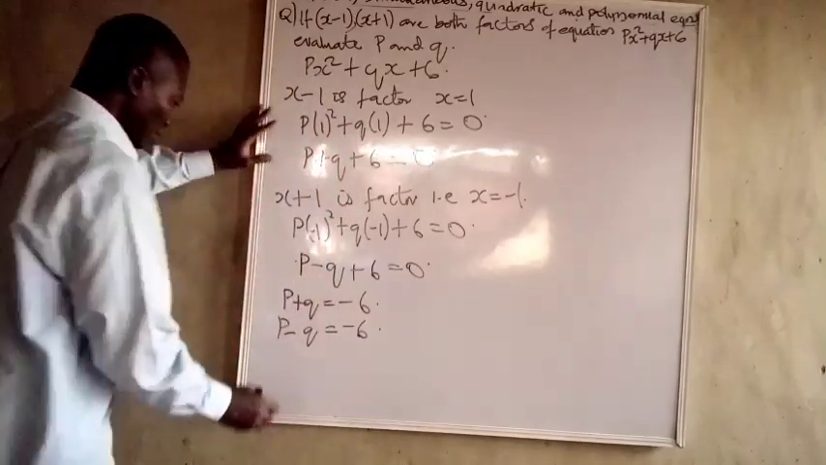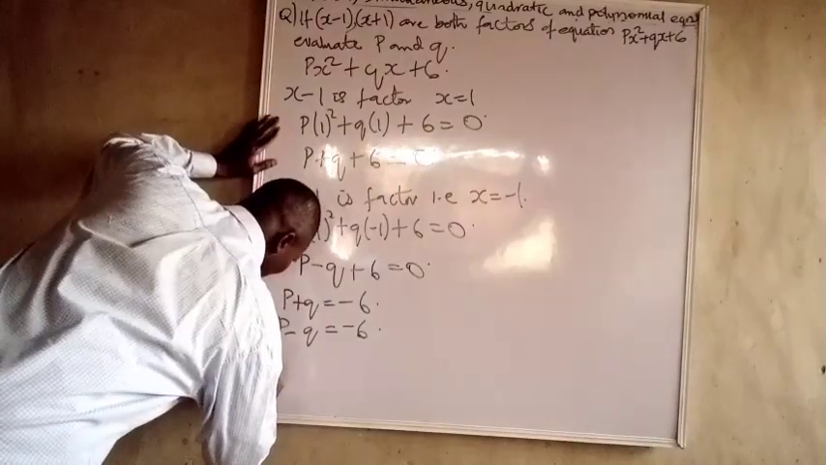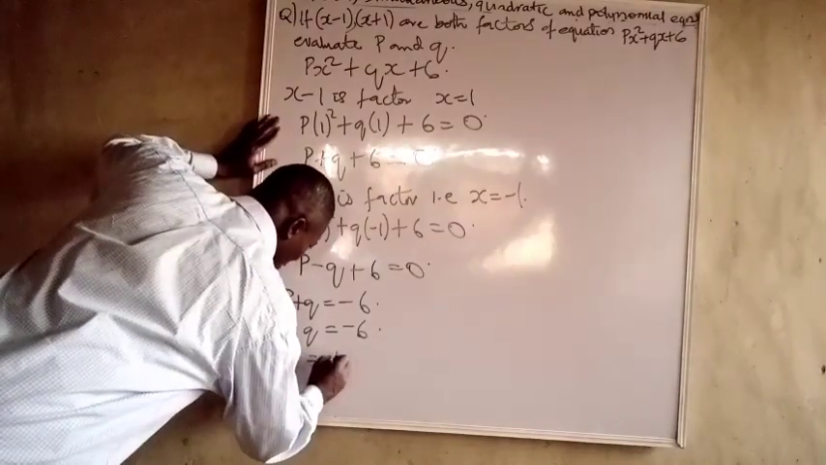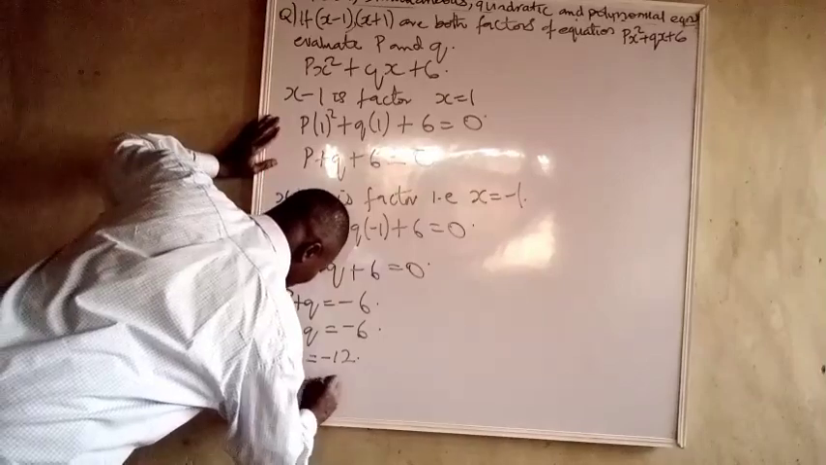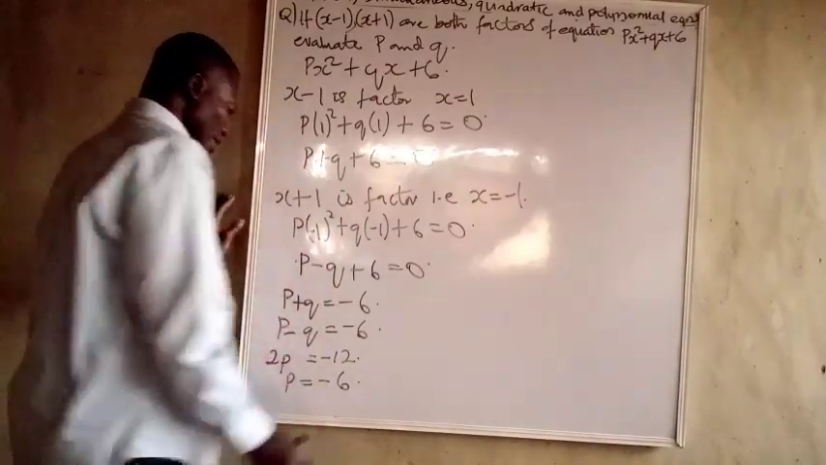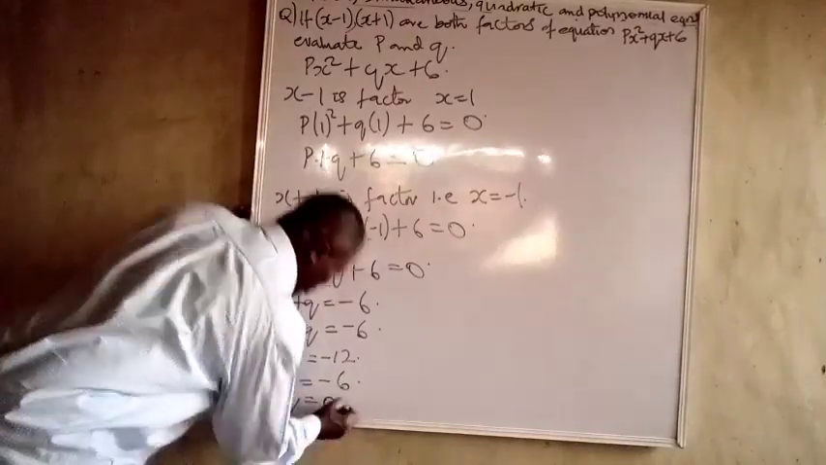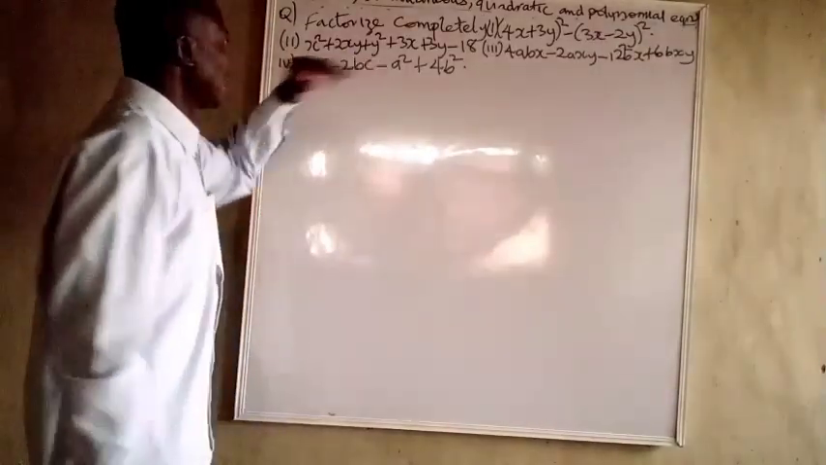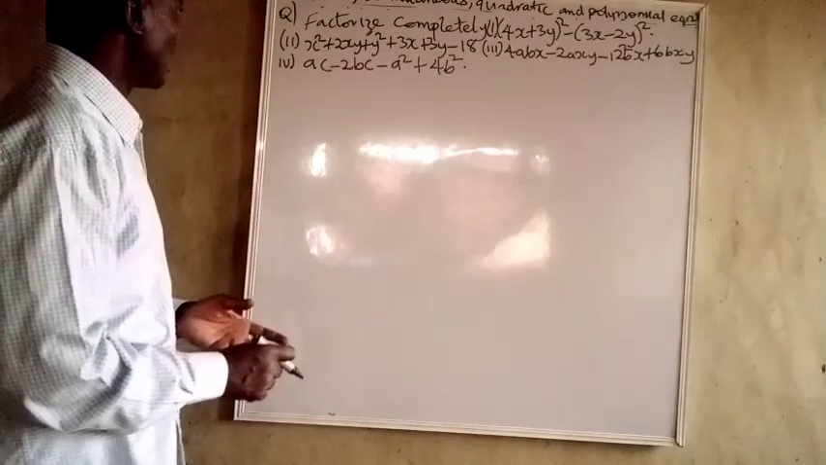So when we add these two, it means that we are going to have 2p equals minus 12. So p equals minus 6. And if we insert this into this equation, it means that q equals 0. And so we have some set of expressions to handle here.